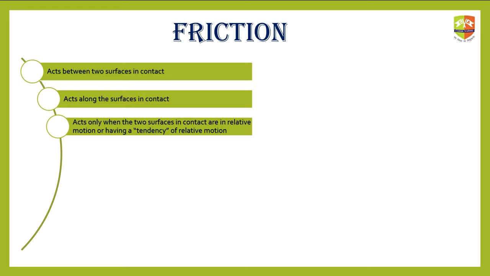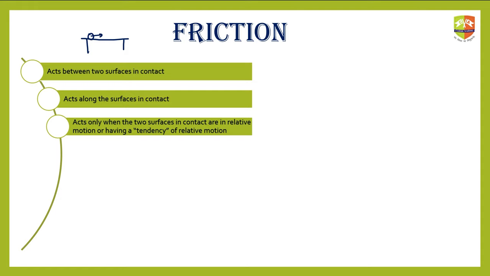What is relative to each other? Let's say you have a table and there is some object over there. The object must move with respect to the table. That means someone sitting on the table must observe that the object is moving. That is called relative motion. You studied in the previous chapter, motion. So only when there is a relative motion between two surfaces in contact will they experience friction. Either they are moving relatively to each other, or they have a tendency of relative motion.